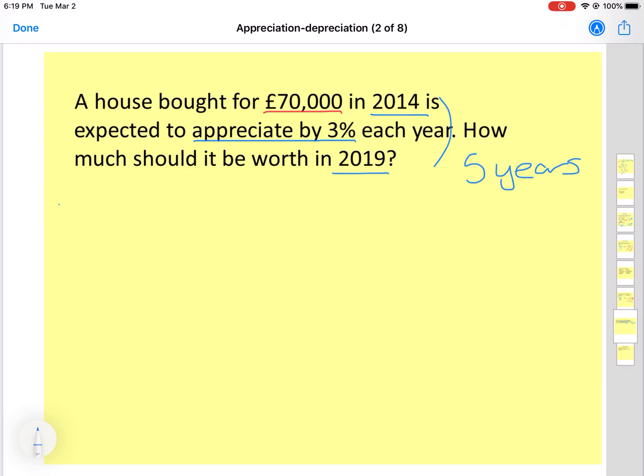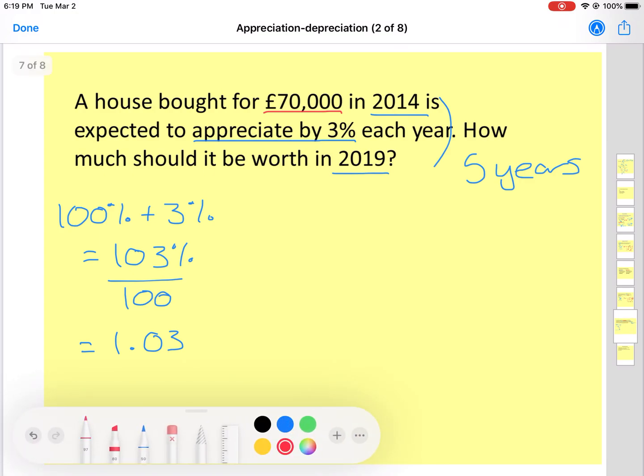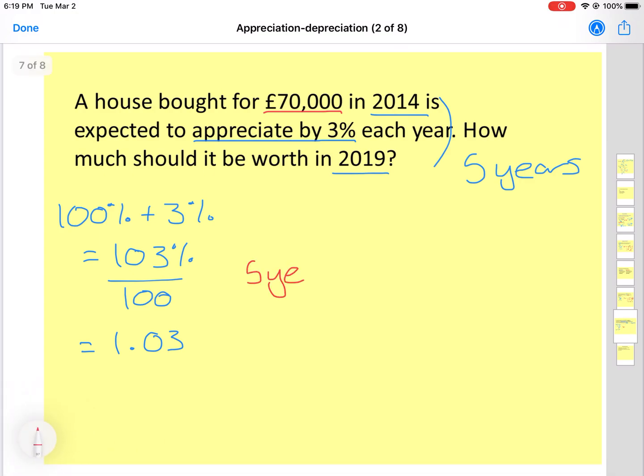We've got to get that multiplier first. So it's 100%. We're appreciating, so it's plus the 3%. That equals 103% in total. Divide that by 100 to get a multiplier of 1.03. After 5 years, we then have 1.03 to the power of 5 multiplied by the original, which is 70,000.